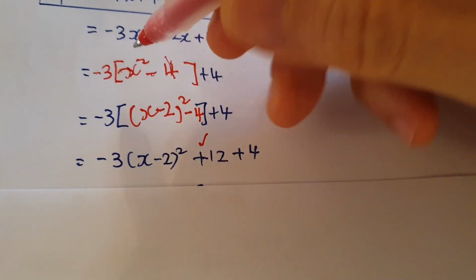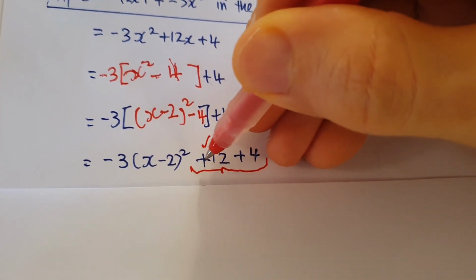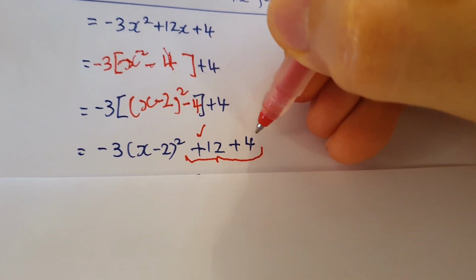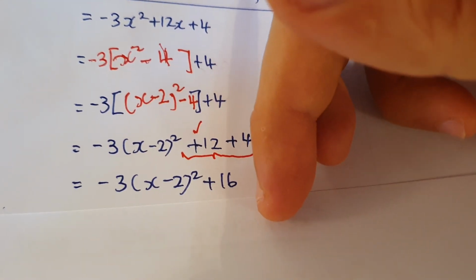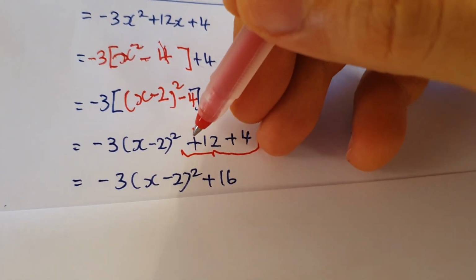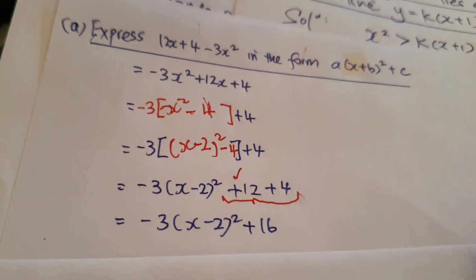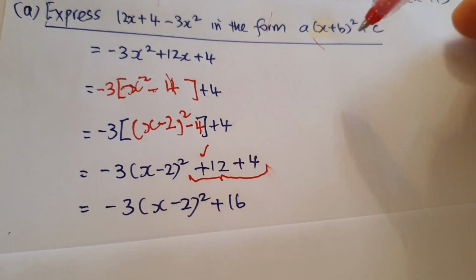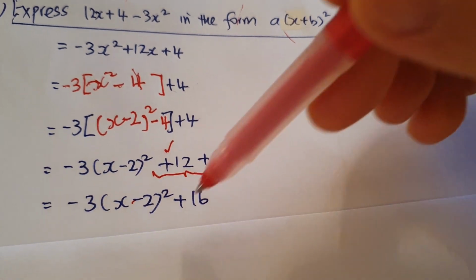Always remember to combine this and this together. If this is minus minus 12, then you must take minus 12 plus 4. It is not 12 plus 4, then minus 16 is the answer. It's not. So please press your calculator accordingly and this will be what you get. Now after you have gotten this, this is the form that's given here, where your A is minus 3, your B is minus 2, and your C is 16.